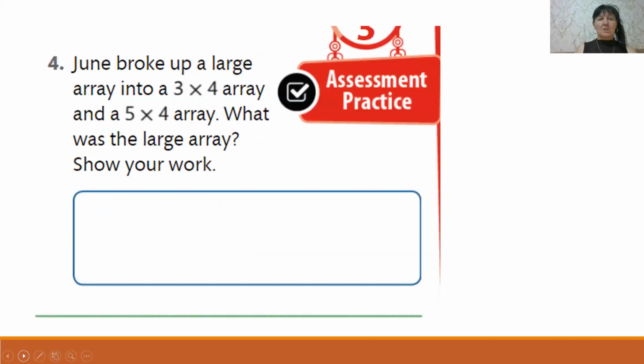Number 4. June broke apart a large array into 3 and 4, 5 and 4. What was that big one? Okay, when we break apart a large one into 2, then to make it big again, we put the 2 together. So here again, the answer is easy. You need to put 2 small arrays together into a large one again. So we do like this, 3 times 4 plus 5 times 4.